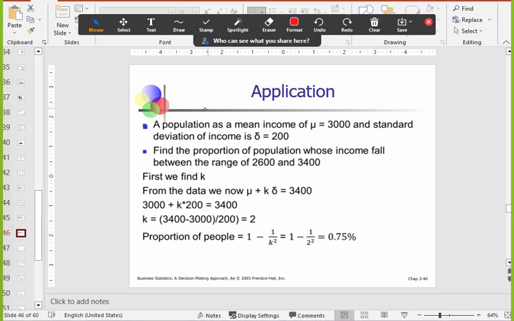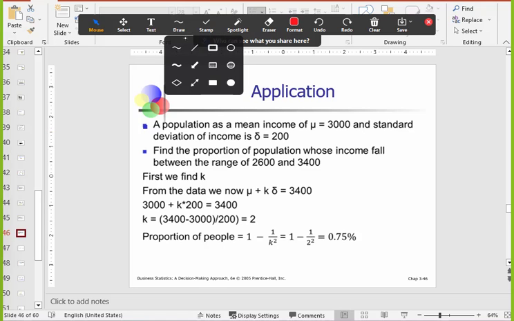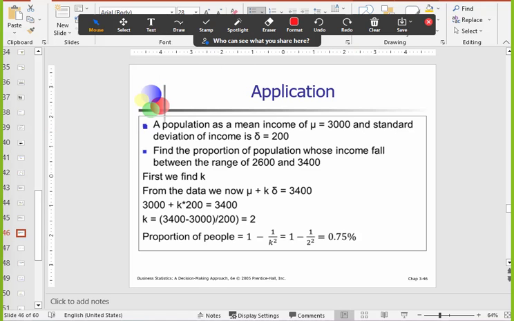The next slide will see the example. A population has a mean of 3,000 and the standard deviation is 200. Find the proportion of the population whose income falls between these limits. So if you have a range and you need to find out how much of the population falls in between, what you can do is you can find the value of k. So how can we find it?